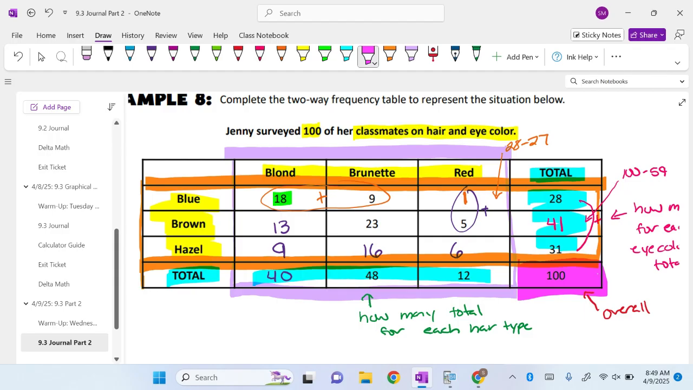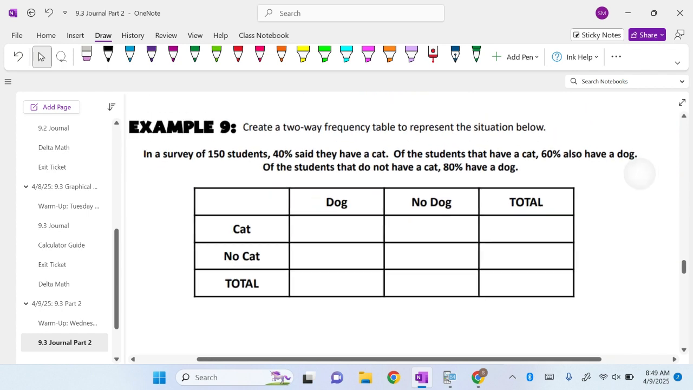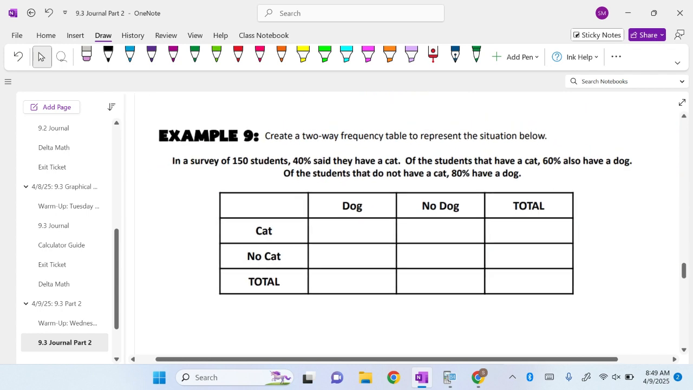So again, easiest way to do it, find columns where 2 out of the or 3 out of the 4 columns are filled in, or basically most of the column or row is filled in except for one box. That's the easiest way to find them. All right. Any questions on example 8? All right. Example 9. Got to do a little bit of legwork here.